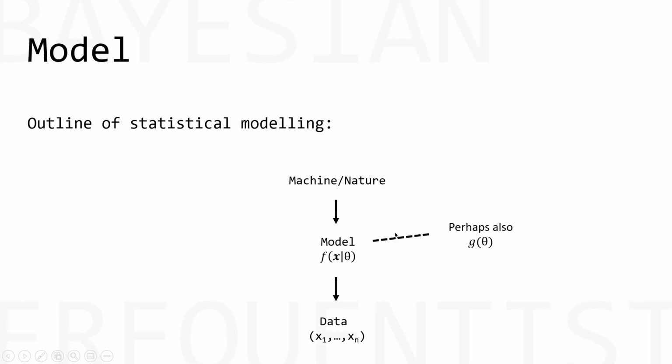Now, when you have a model, from that you can generate data. And the process by which this is done is called probability theory. For example, if you have a normal distribution with some fixed parameters, then from that you can calculate certain probabilities through probability theory.